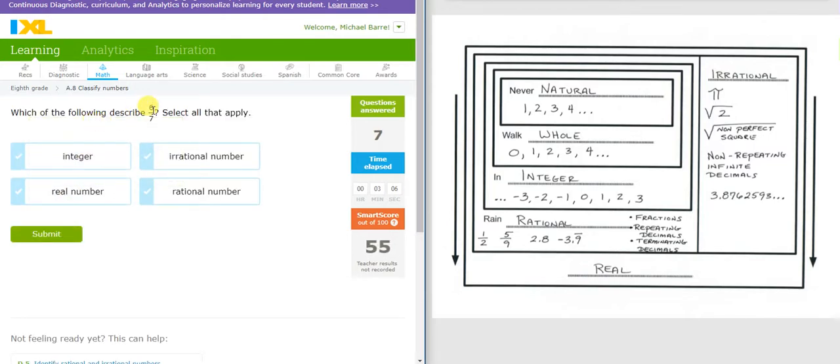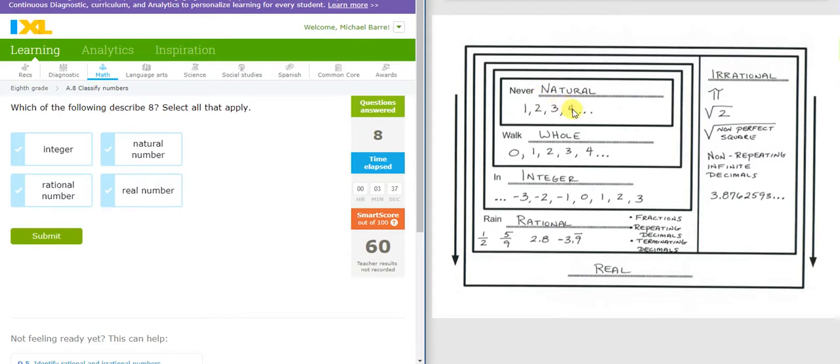Which of the following describes 6 over 7? Well, he's rational. Is he an integer? No, integers don't have any fractions. Is he a real number? Oh, he's real. Yes, he's real. Why is he real? Well, let's look at why. Right here, if he's rational, he falls down and he's also real. So he's real. He's not an integer, though. There we go.